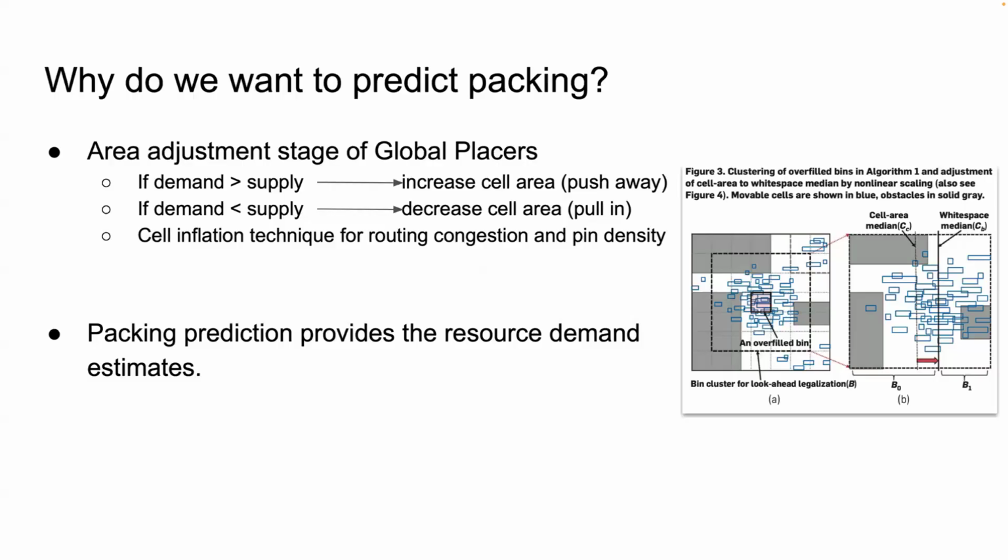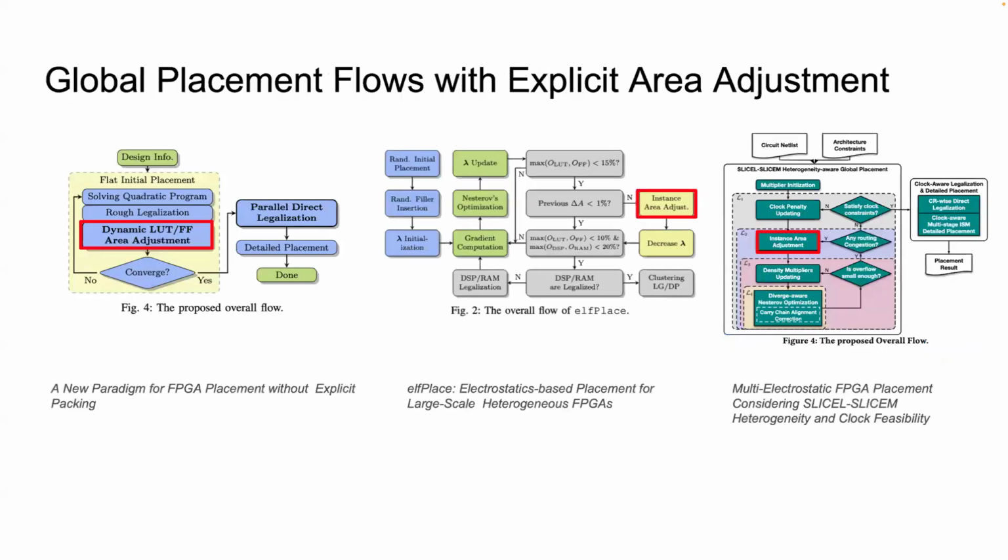Here are some example flows that use the area adjustment I mentioned, like the new paradigm paper, ELF-place, and the successor of the ELF-place paper, multi-electrostatic. This multi-electrostatic paper is also written by the same group as this paper. Of ELF-place, or this paper that you're reviewing? The one I'm reviewing right now, yeah. Gotcha. But it's highly dependent on ELF-place. Yeah.